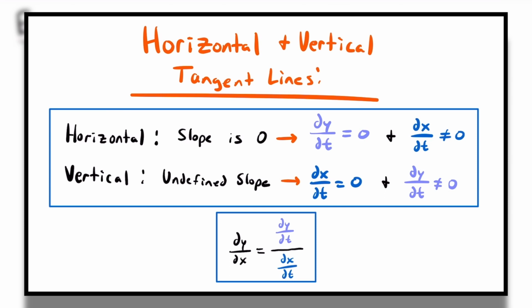So just know that if you want to find horizontal tangent lines, you want to look for where the slope is equal to 0, or where dy/dt is equal to 0.